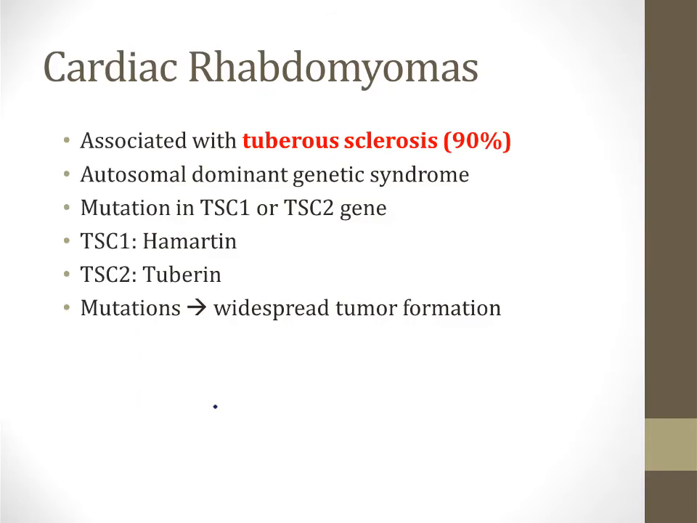What you want to know about cardiac rhabdomyomas for the USMLE Step 1 exam is that 90% of these tumors are associated with tuberous sclerosis. Tuberous sclerosis is an autosomal dominant genetic syndrome. It's caused by mutations in either the TSC1 or TSC2 gene. The TSC1 gene codes for a protein called hamartin, the TSC2 gene codes for a protein called tuberin, and mutations in either of these genes leads to widespread tumor formation, including the formation of rhabdomyomas in the heart.